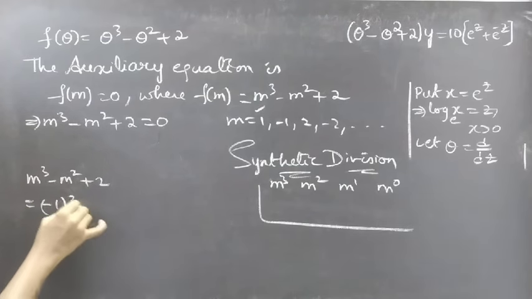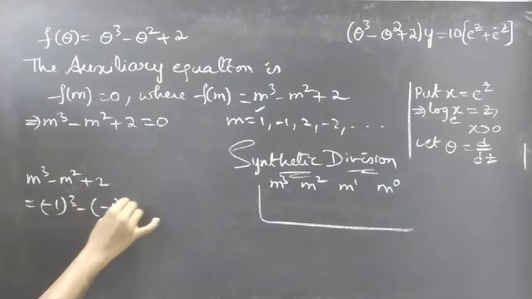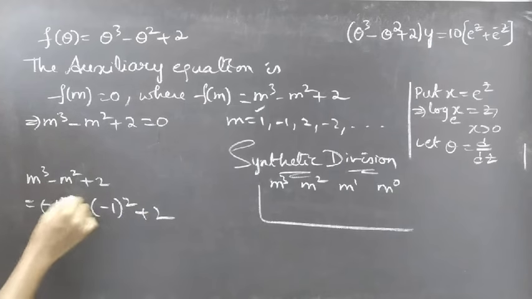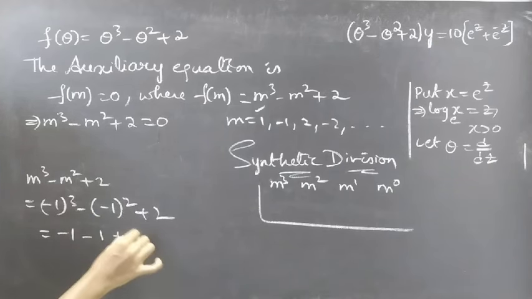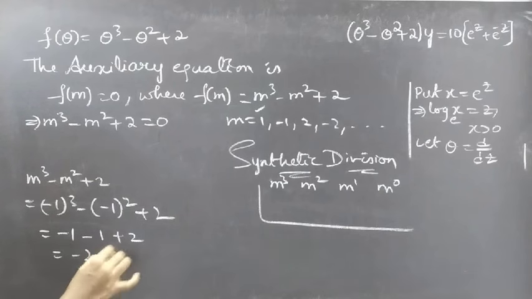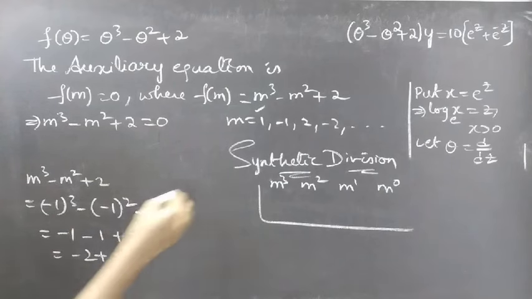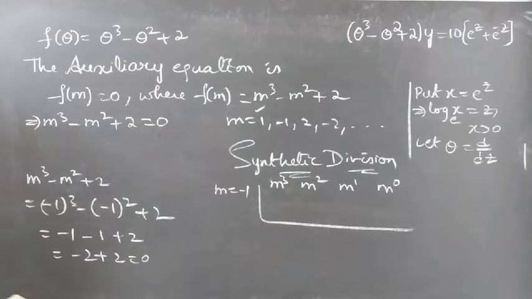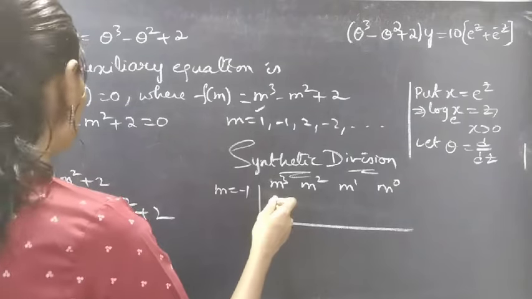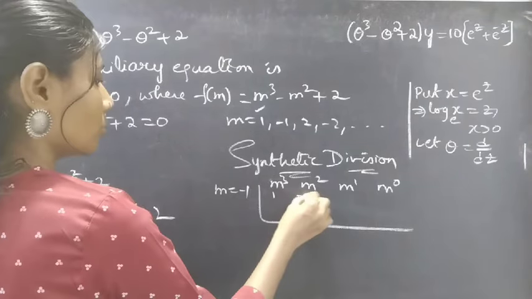We'll get minus 1 whole cube minus of minus 1 whole square plus 2, which is equal to minus 1 whole cube is minus 1, minus of minus 1 whole square is minus 1, plus 2. This is equal to minus 2 plus 2, which is equal to 0. So m equals minus 1 satisfies this polynomial, right? I forgot to place the coefficients of m in the synthetic division. Let's place them properly.